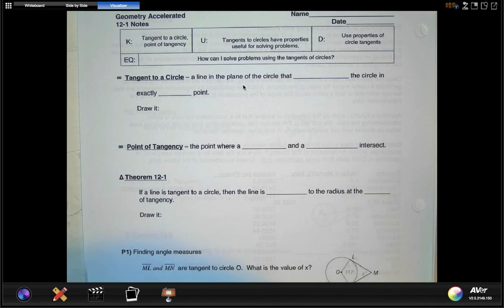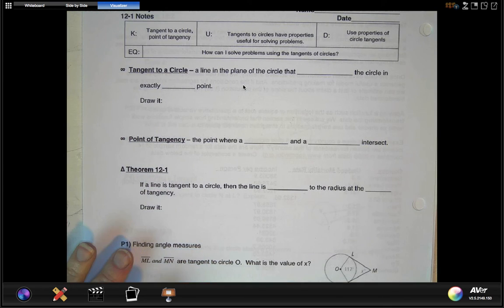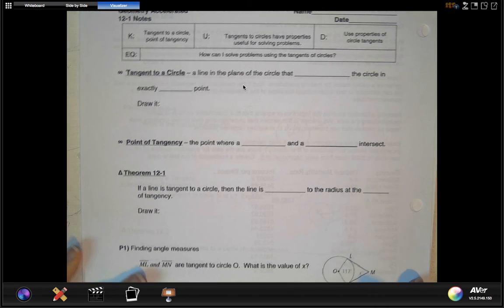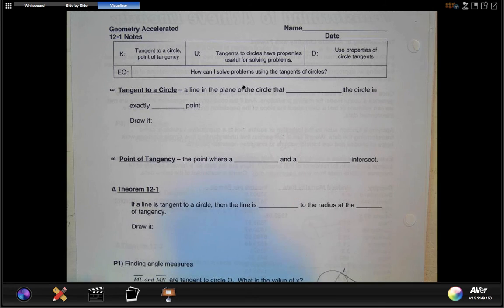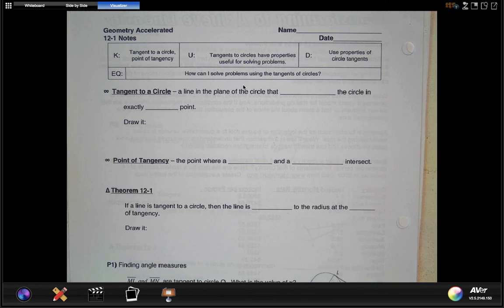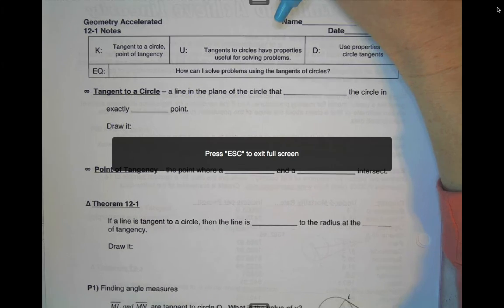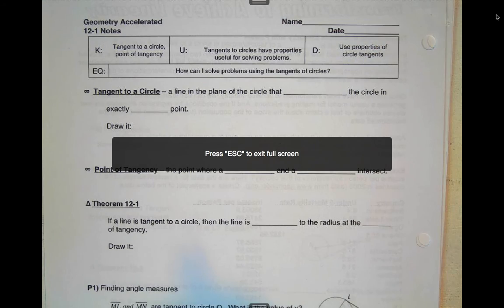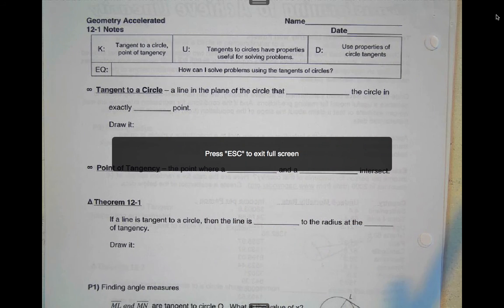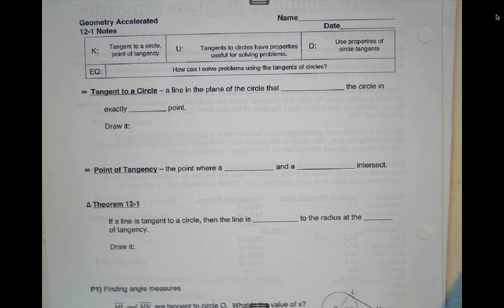Okay. All right, we're going to start chapter 12. In chapter 12, we're going to spend more time talking about circles. So we're going to start off today talking about tangent lines. And in this case, the tangent means something a little different than it did when we were talking about triangles. It is the same word and it's spelled the same, but it doesn't refer to the same thing.